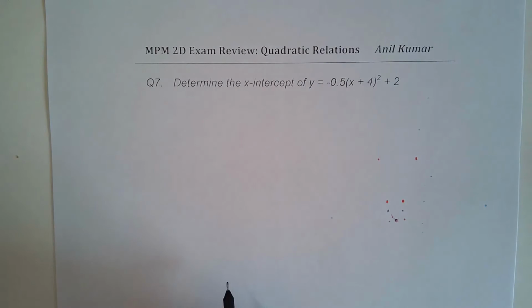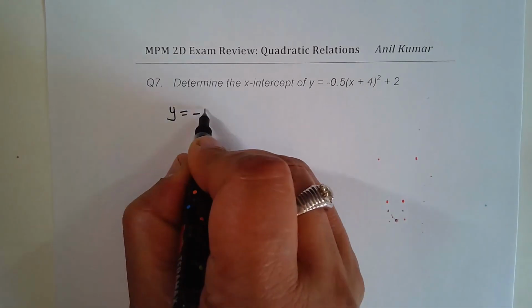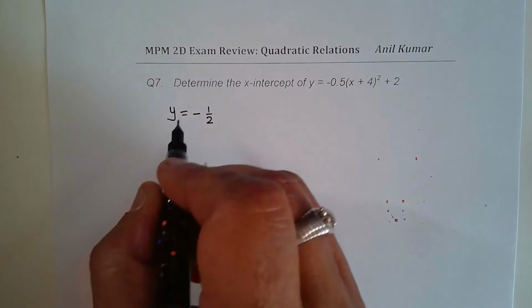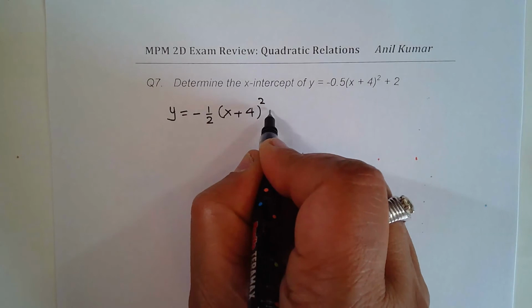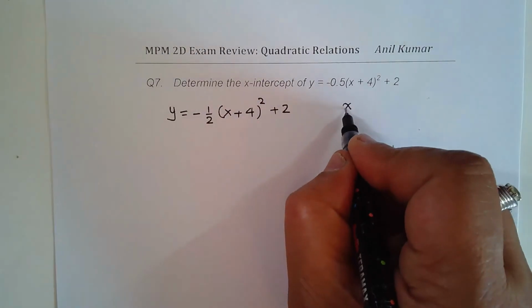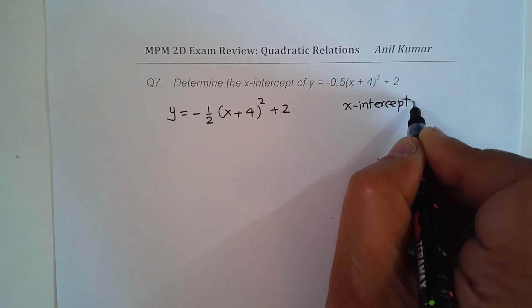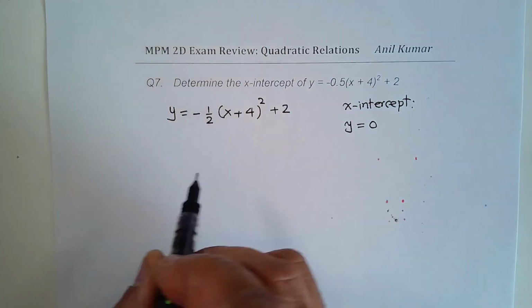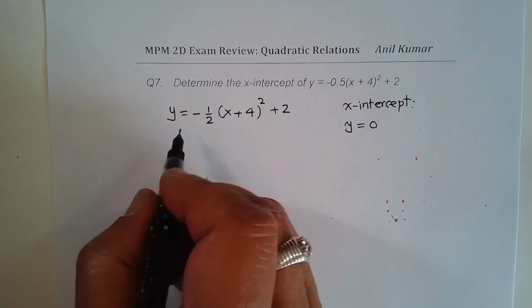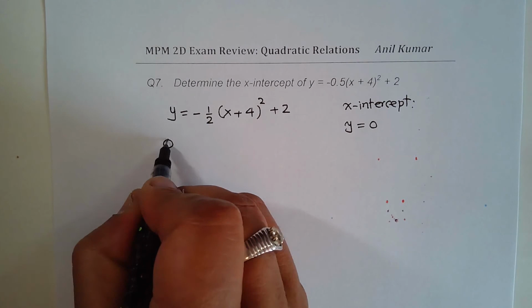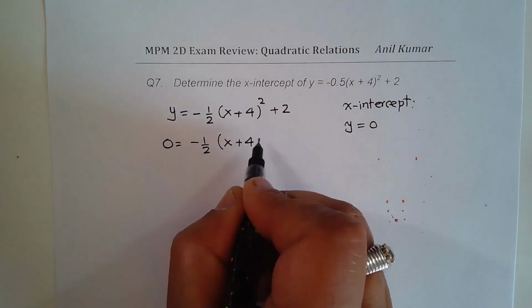Okay, so let's rewrite the equation. Y equals to -0.5, let me write as half, x plus 4 whole square plus 2. We need to find x-intercept. Now what does that mean? At x-intercept, y equals to 0. So we'll find x for y equals to 0. So let me substitute 0 for y. So we get 0 equals -half x plus 4 whole square plus 2.